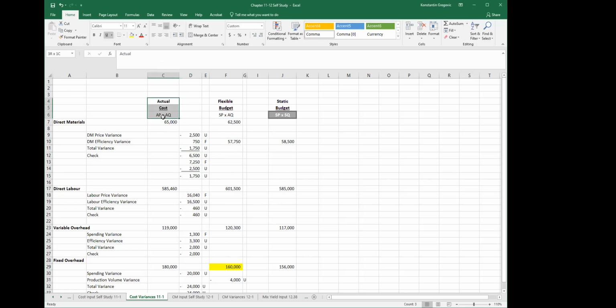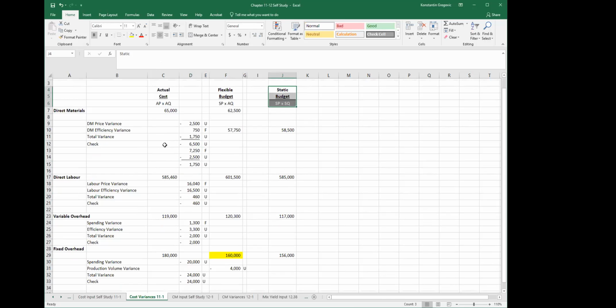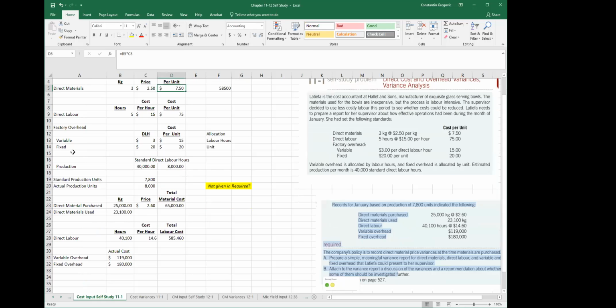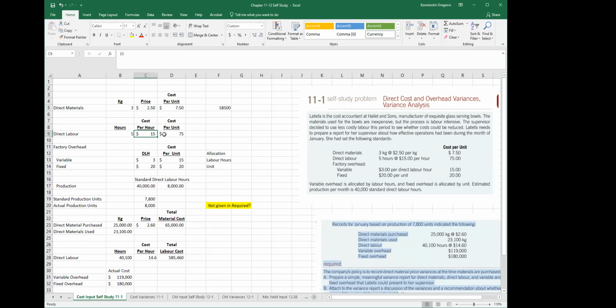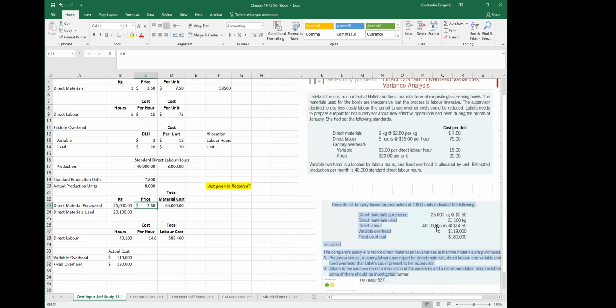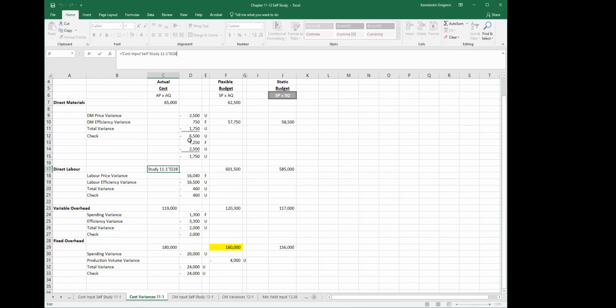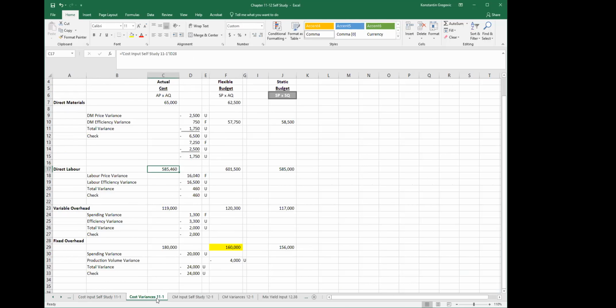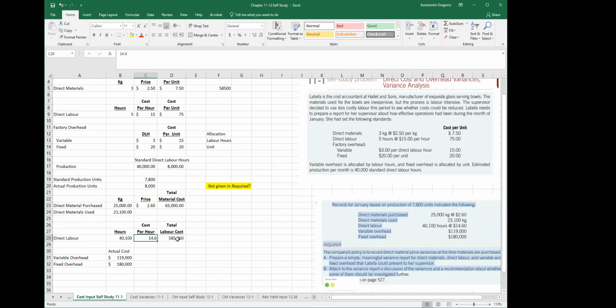The bottom line is you need to get your actual cost, your flexible budget, your static budget. Direct labor, very similar. You're going to calculate price variances, efficiency variances, your total variance. You're going to do a check. So what's my direct labor? My total direct labor. So I've got 5 hours, 15.75 per unit. Let's start with the actual. So my actual, 40,100 times 14.60 should give me that. So we just go to D28. 585,460. 40,100 times 14, that's my actual.